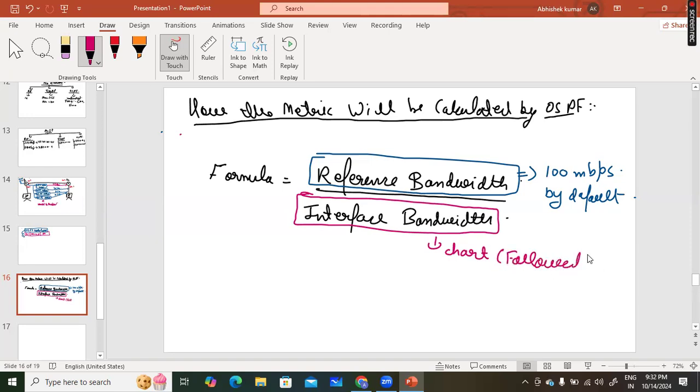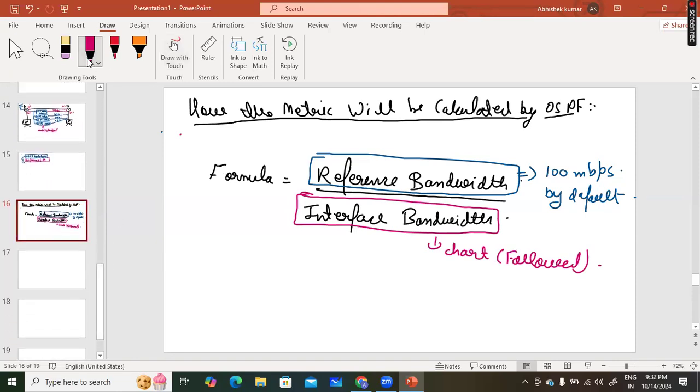Clear? Everyone is clear or not? AK, Veer, Mini, Abdul, Anu. Yes. Okay, now let's move ahead.